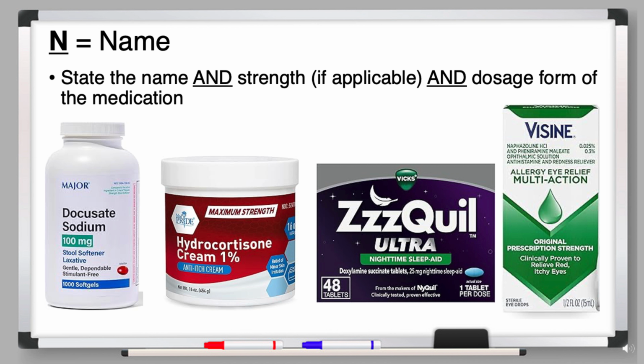Others are expressed as concentrations. And then lastly, you must always include the dosage form, whether that's tablet, capsule, cream, suspension, ophthalmic solution, or any other type of dosage form that can be dispensed over the counter.